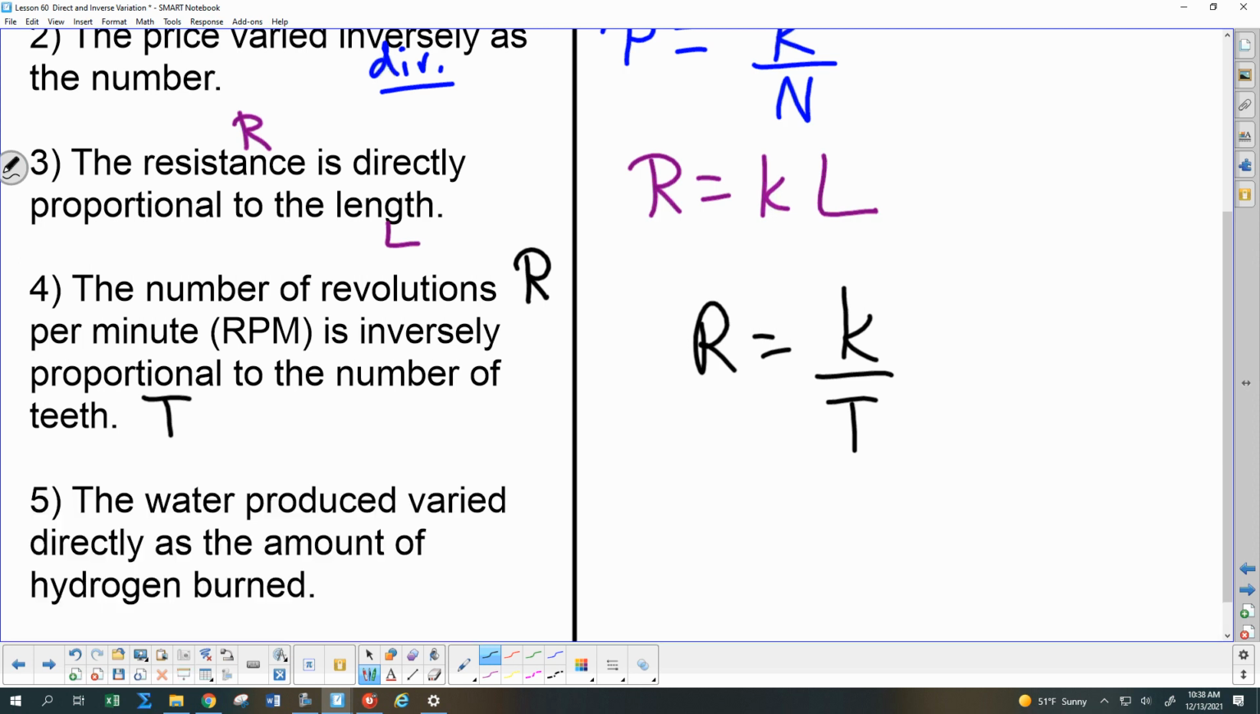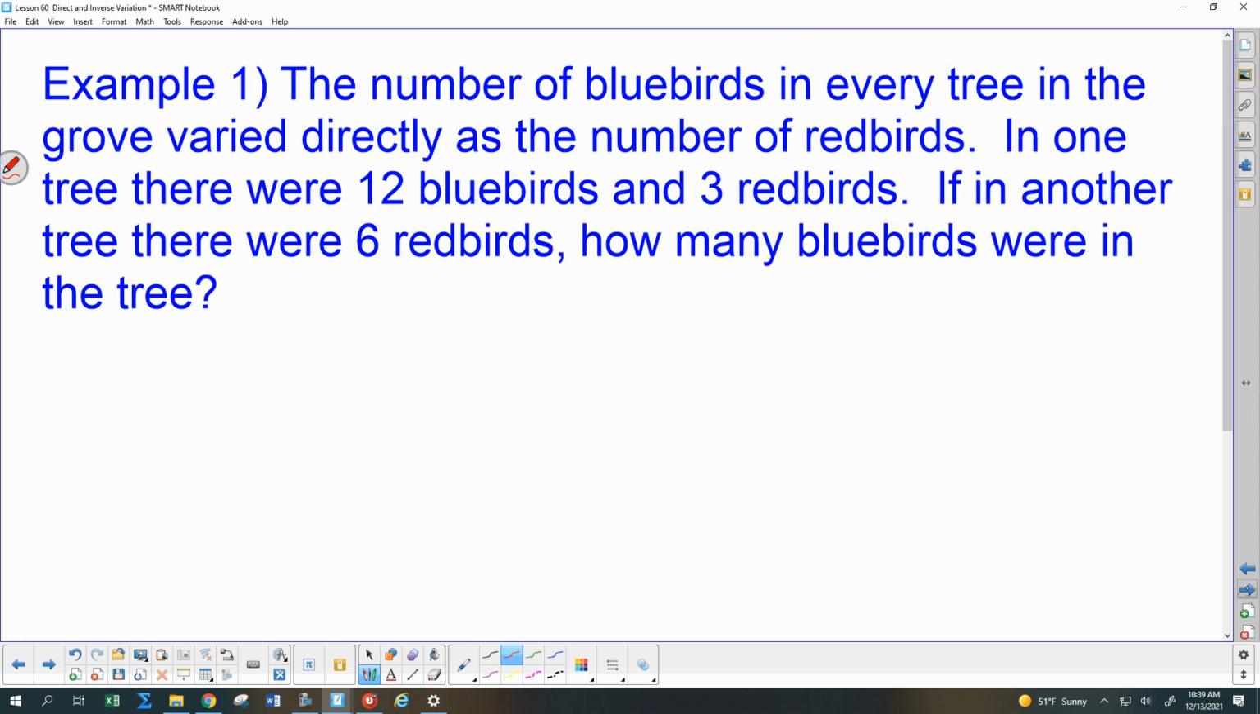And the last one before we go to actual problems, water varies directly as the amount of hydrogen burned. And Anu, what are you thinking for that equation? No, this one's W. Perfect. So thumbs up, thumbs down, feel like you understand the setup on this. Okay, the rest of this is just plugging in and using it.